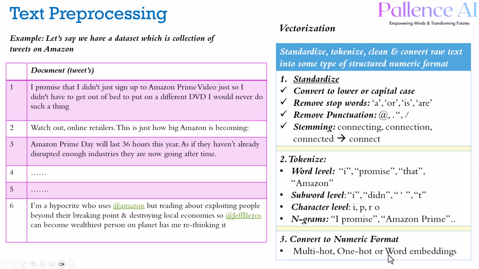But if you're using deep learning, the trend now, the state of the art, is going to be using word level embeddings, the word embedding format. What exactly that is, I'm going to show you in the next slides. So this is about text preprocessing. Irrespective of whether using a bag of words model or a sequence model, we do vectorization, that is standardizing, tokenizing, and converting to a numerical format. All right.